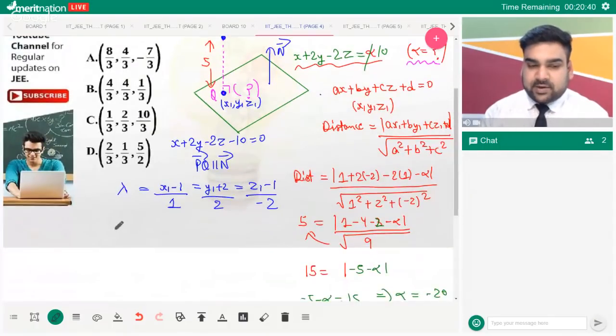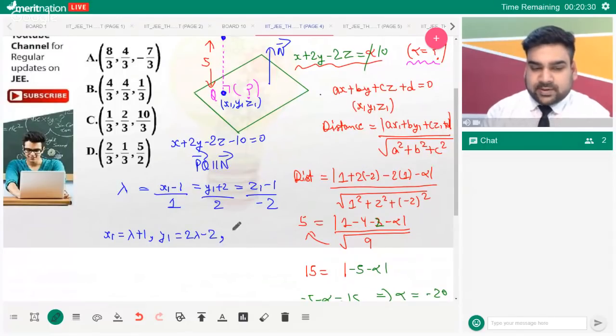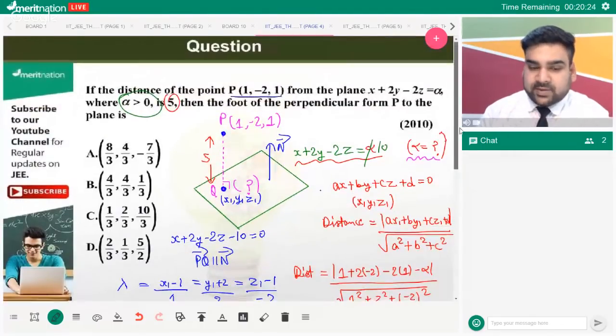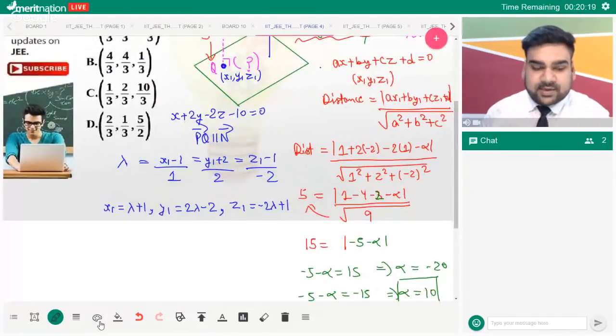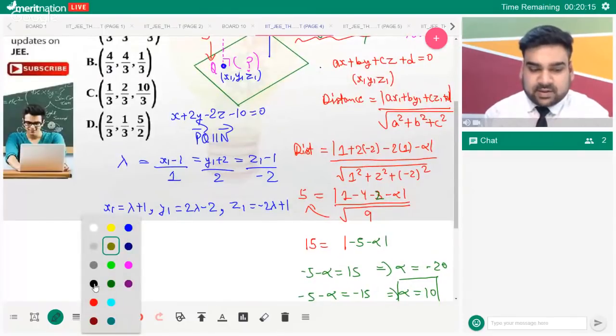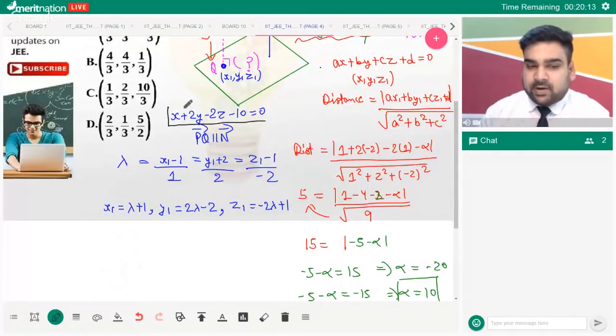From this you will get the values of x1, y1, z1 in terms of lambda. x1 will be equal to lambda plus 1, y1 will be equal to 2 lambda minus 2, and z1 will be equal to minus 2 lambda plus 1. These are the values of x1, y1, z1 in terms of lambda. And once again we are going to use the condition that x1, y1, z1, which is our foot of perpendicular, lies on this plane.